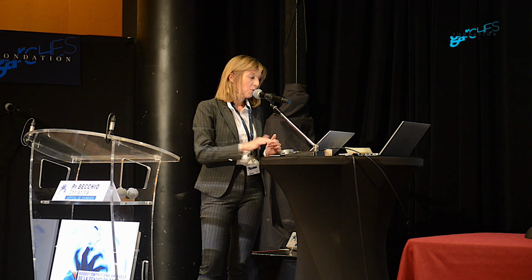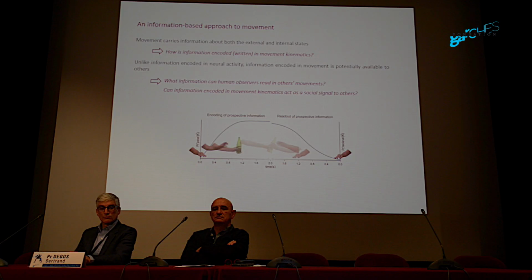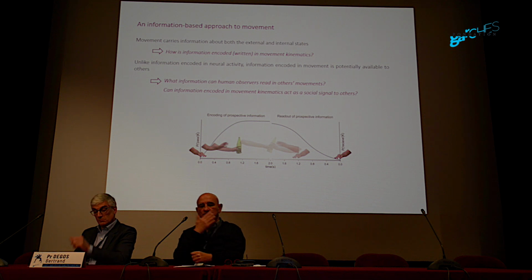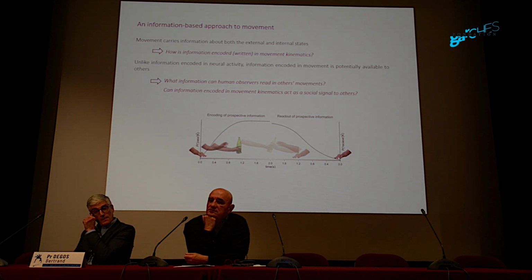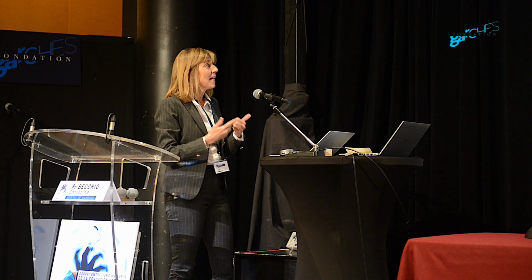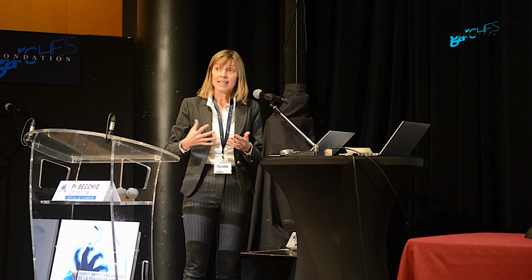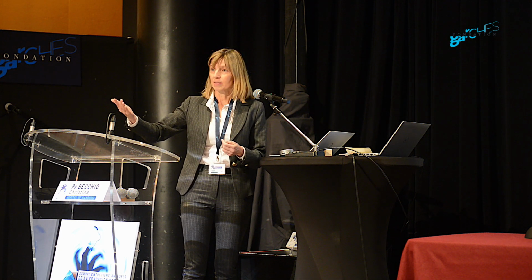And this opens up an entire set of new questions. So the questions are, what information can human observers read in other people's movements? How is the information read out? Can information conveyed by movement kinematics act as a social signal to others? Can it be used to communicate something to others or to deceive others? This is what we study in my lab.